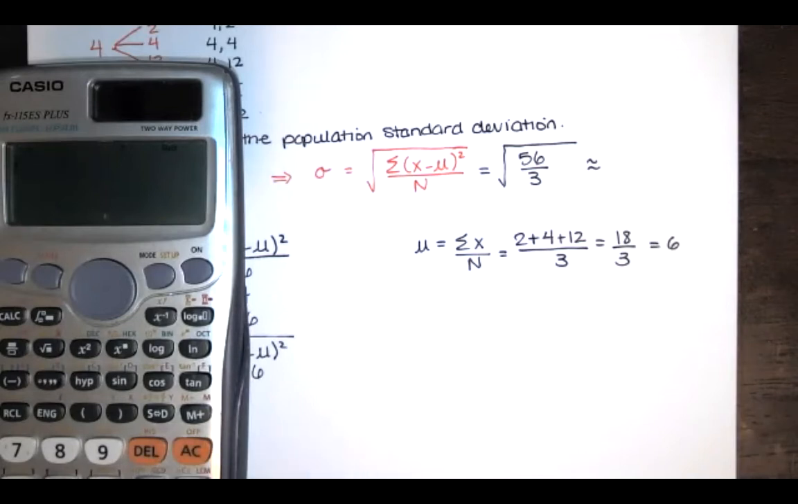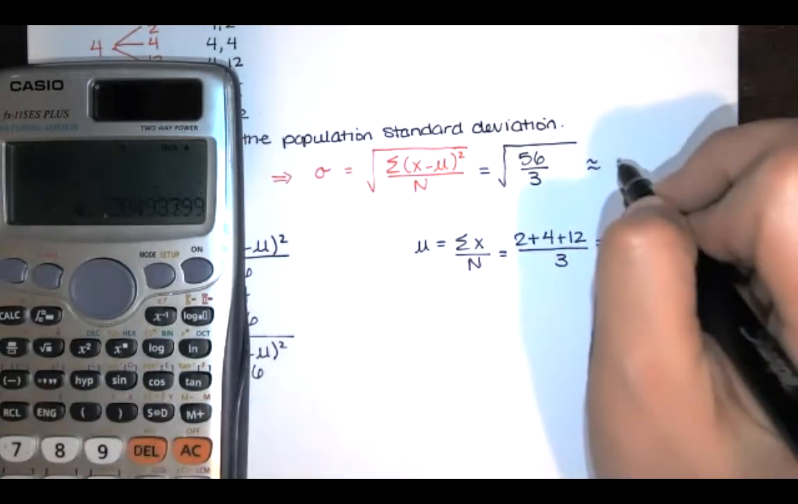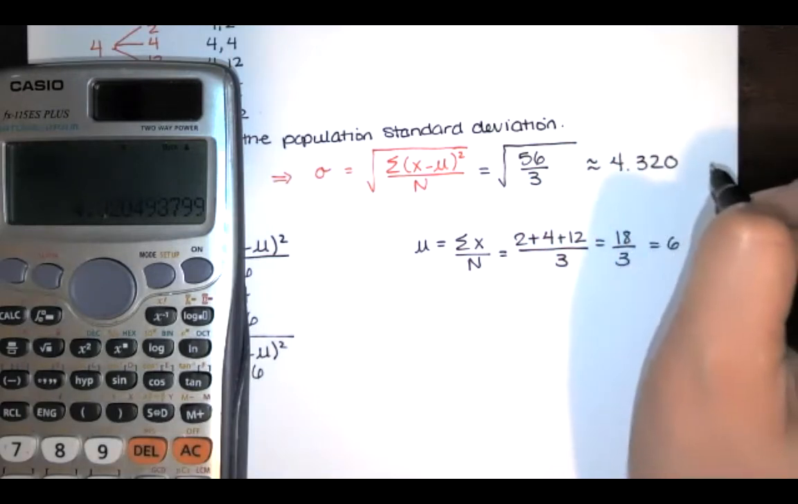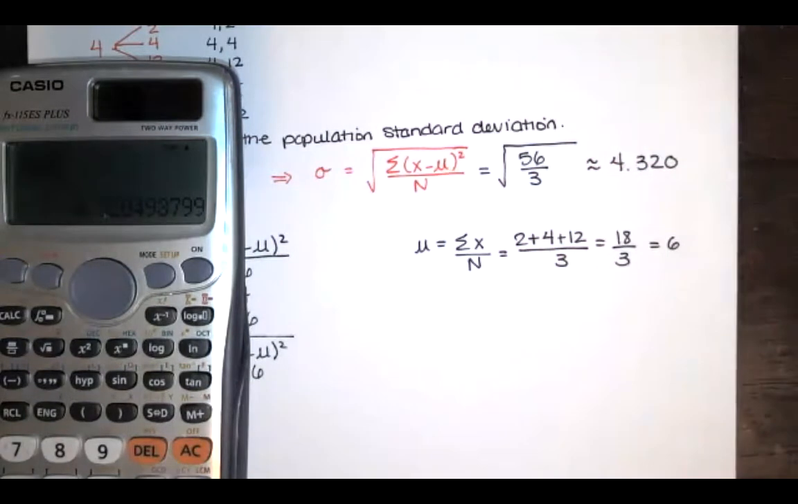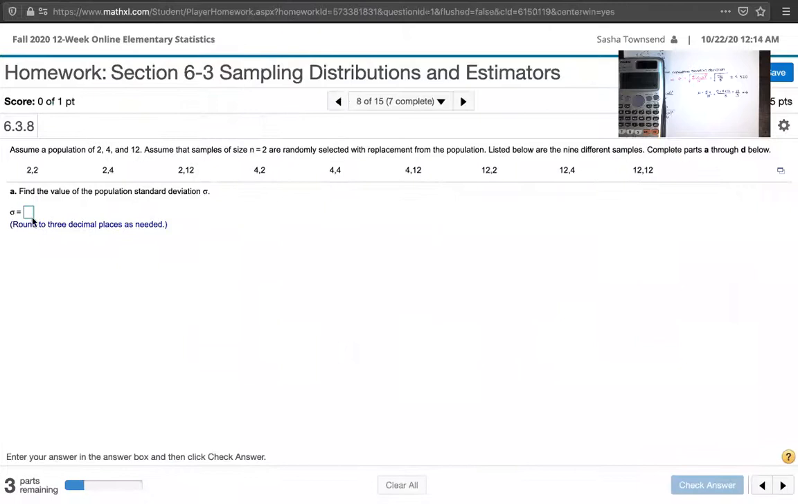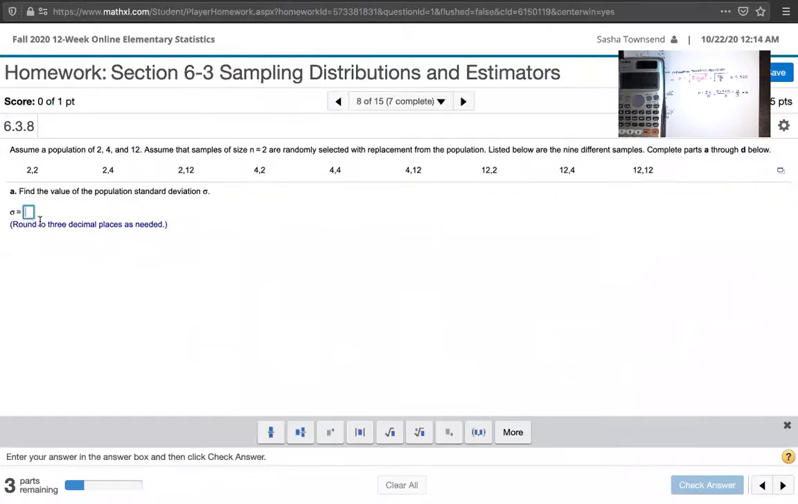Oops, I subtracted 3 instead of divided. There we go, square root of the answer. And I get that exact answer, which is approximately 4.320, and so on. And I believe my lab's statistics wanted the answer to 3 decimal places. So let's look at it again. Yes, round to 3 decimal places. So it's 4.320.